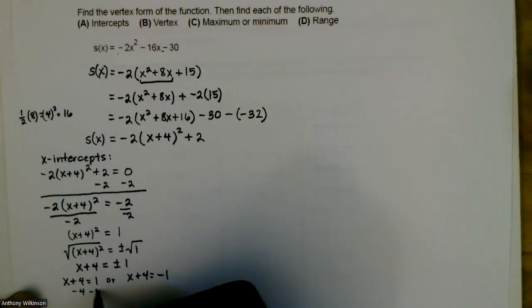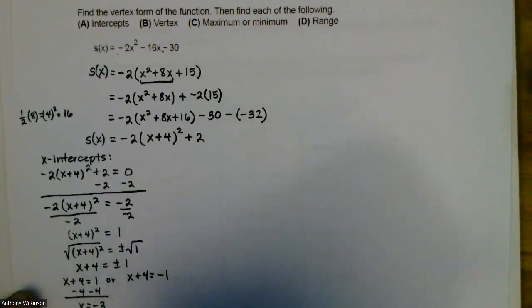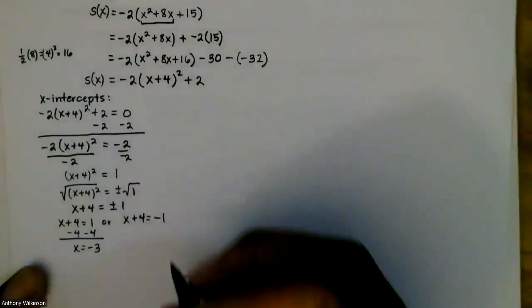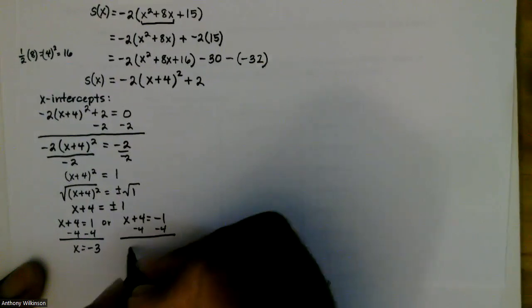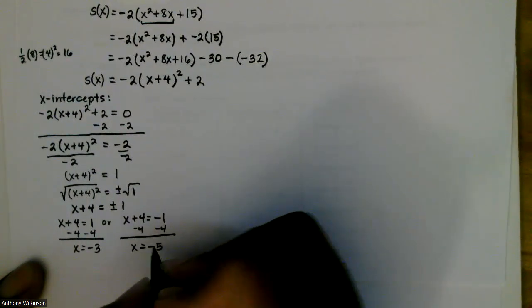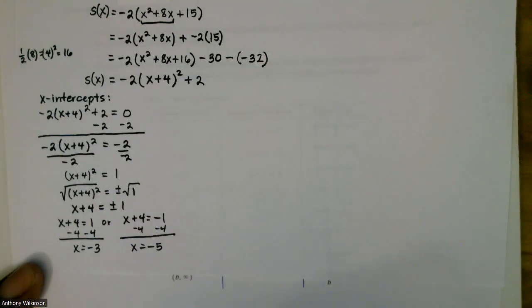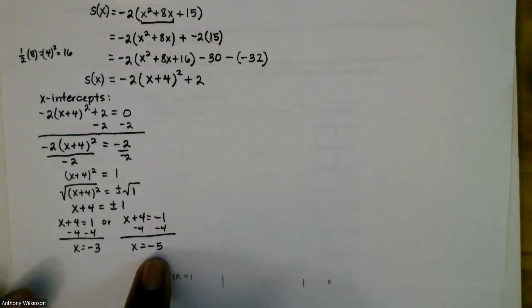Now for the x plus 4 is equal to 1, that means x is equal to -3. And then for the x plus 4 is equal to -1, that would mean x is equal to -5. So my x-intercepts are going to be -3 and -5.